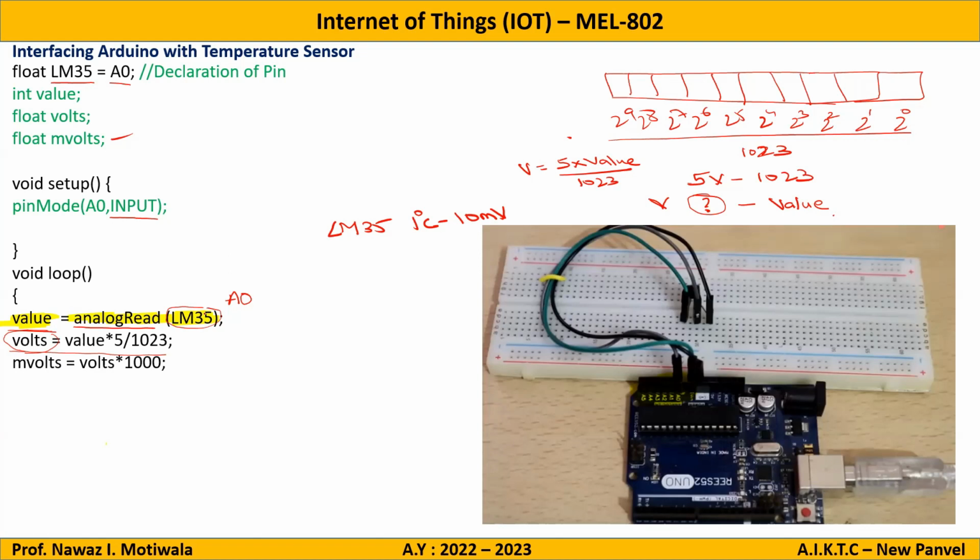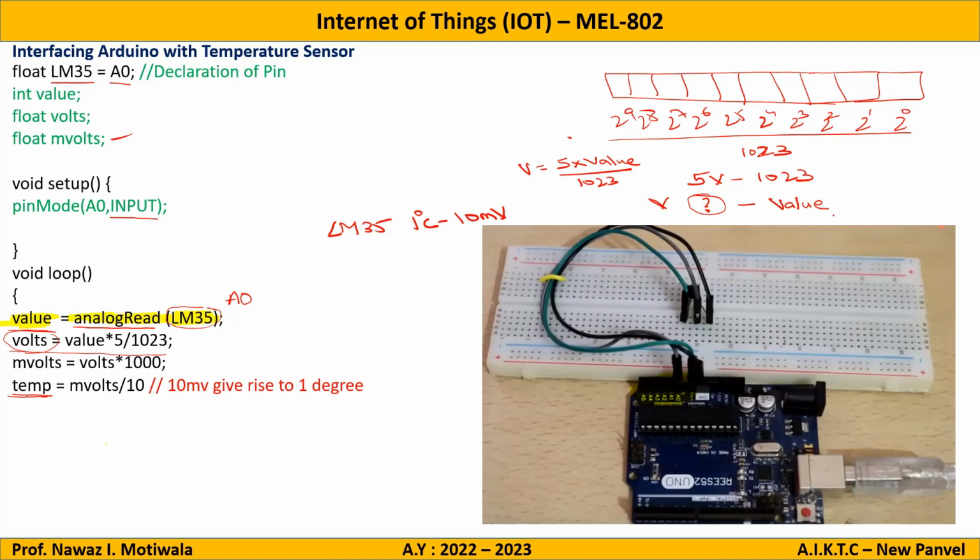If I need the actual temperature, I will write temperature is equal to millivolts divided by 10. That will give you the conversion of millivolts into temperature. This is the thing which we require, temperature. We have found out temperature by converting volts into temperature using the LM35 sensor. Now we have to display this. Whatever temperature is there, we have to display it on the serial monitor.